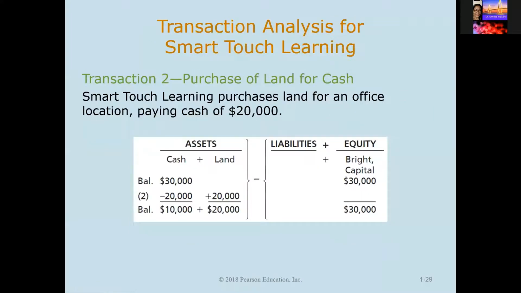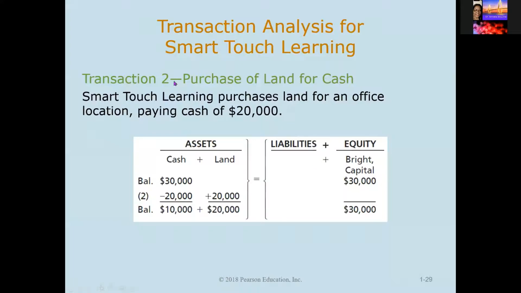Here in this transaction, the company purchases land. They purchase land for $20,000 cash. Now in this case, cash is decreased by $20,000. At the same time, land is increased by $20,000.